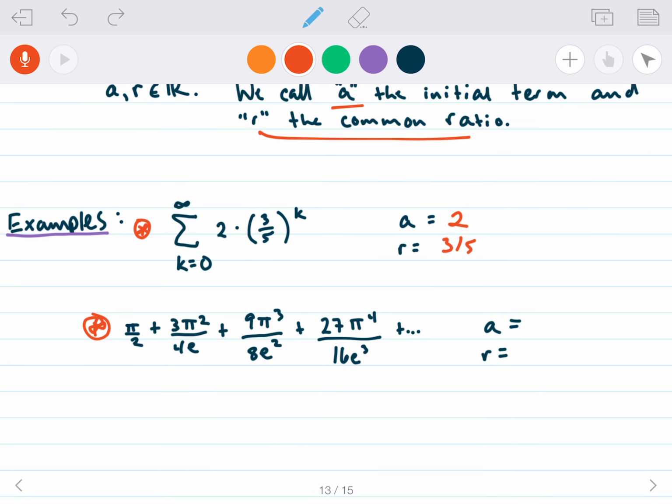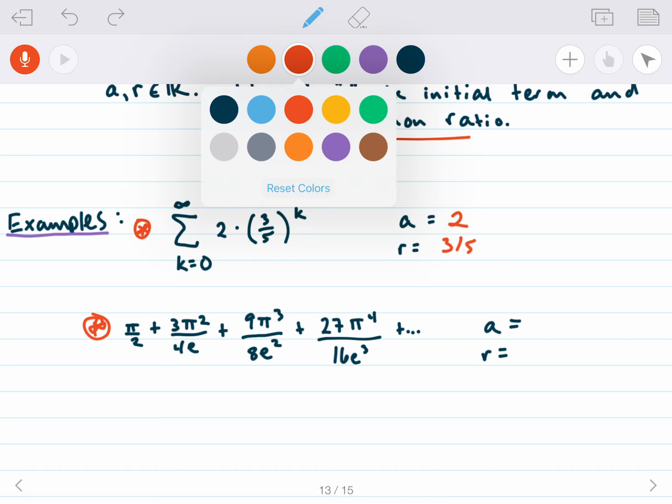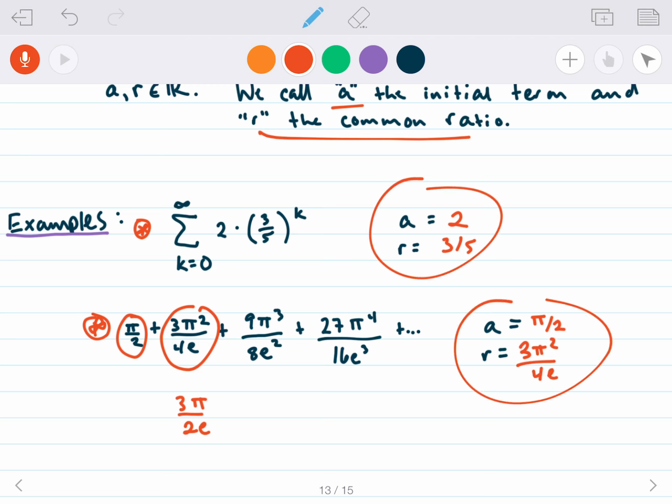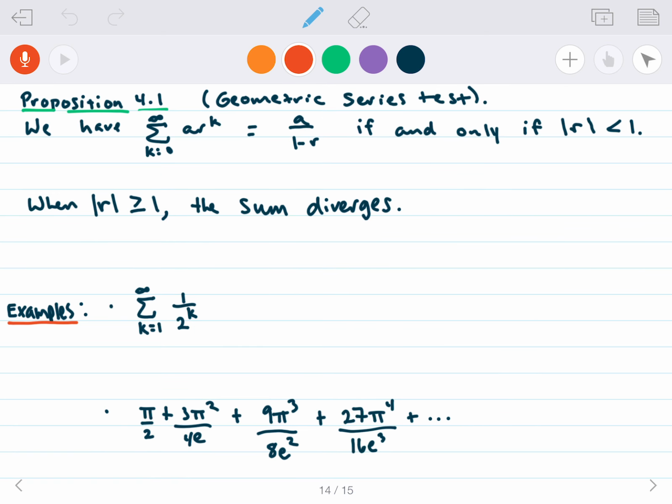The other example your book gives is here. We can see that we don't have an explicit formula, but we can still figure out these things. Our first term in the series is pi over 2. And our common ratio, what do we have to multiply this by to get to the next term? Well, that's going to be 3 pi over 2e as our common ratio. That's what we have to multiply by to get to the next term, and so forth. Okay, so geometric series.